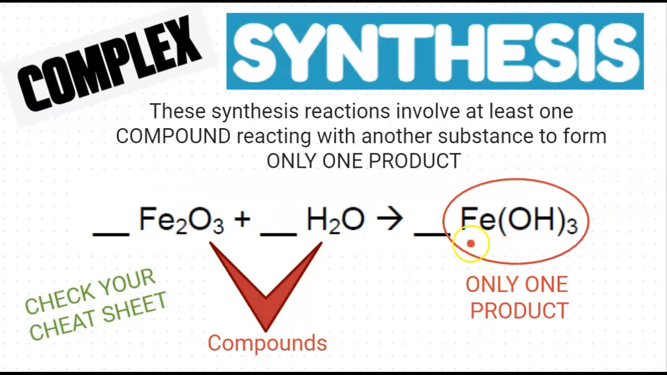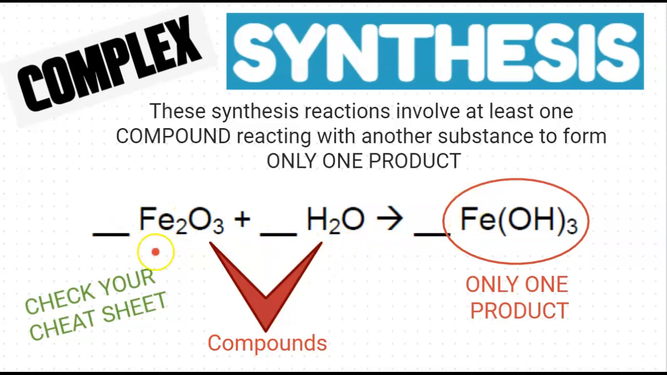For the complex synthesis, these are going to be reactions that have at least one compound reacting with another, but you're still only going to get one product, right? So this is still the key. Only one product is going to form. So when I look at it, I've got these two compounds. I've got iron 3 oxide first, and I've got water listed second.